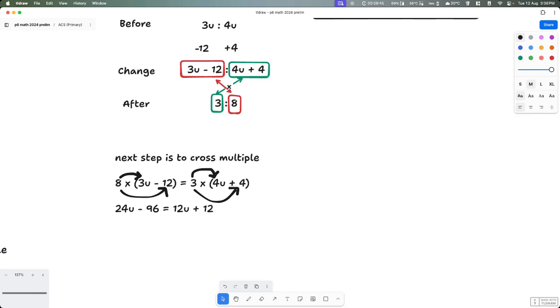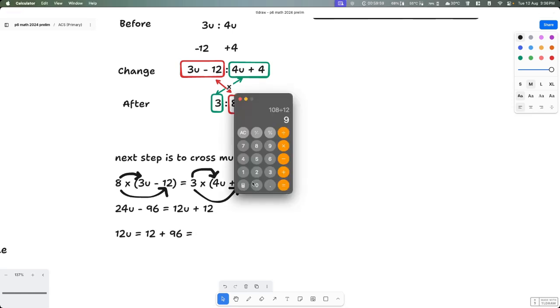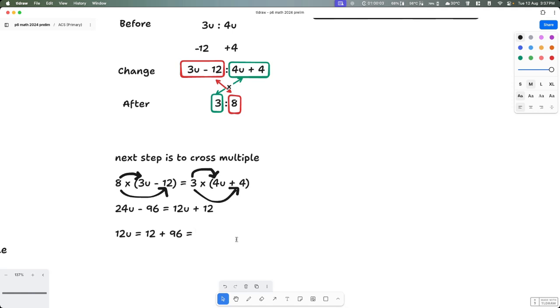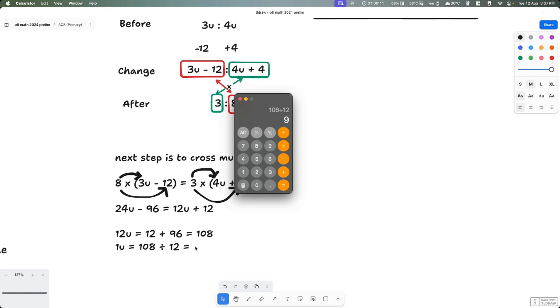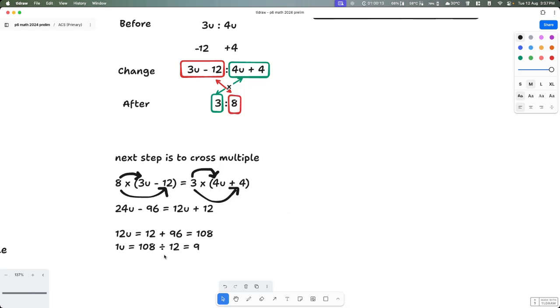In this case over here, we can say this is 24 units minus 12 units equal to 12 plus 96. You can use the calculator. 12 plus 96 will be 108. So 12 units is equal to 108, and then divided by 12, this is equal to 9. So you got 1 unit as 9.